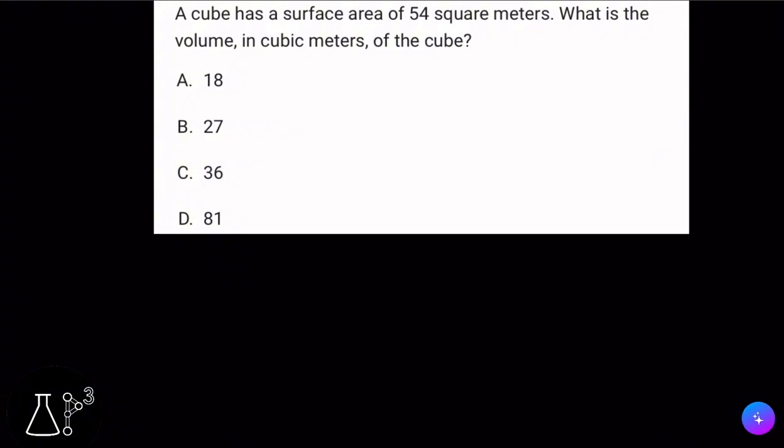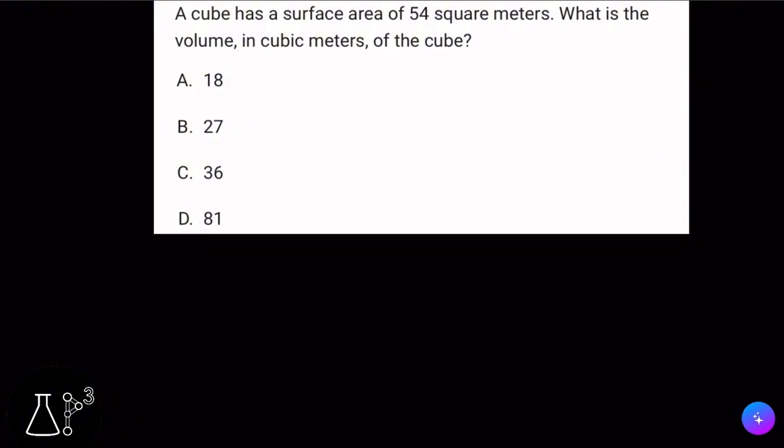Let's think about it. A cube has 6 sides, right? And each side represents a square, and the square obviously has an area. To find the surface area of a cube, I multiply the area of the square times 6, because there are 6 sides; we're adding all the areas of the squares combined. So we do 6 multiplied by the area of the square.